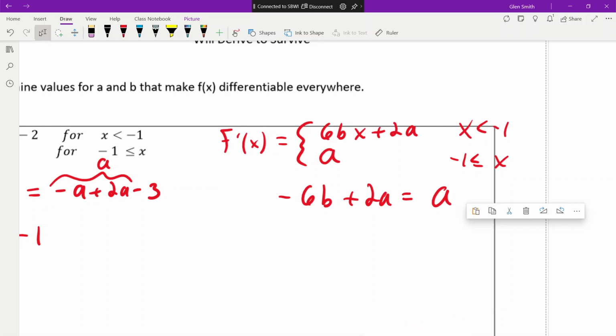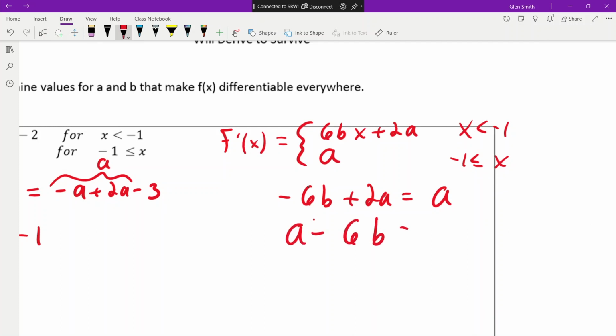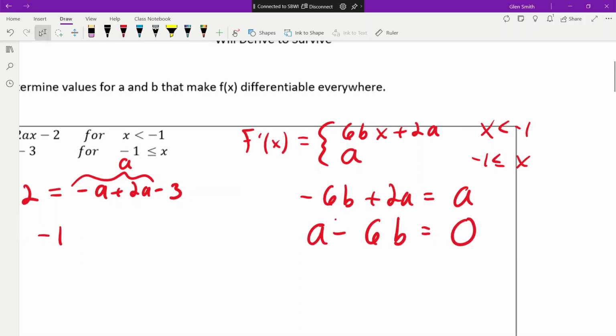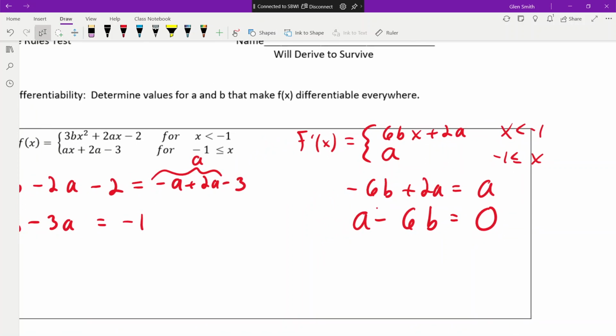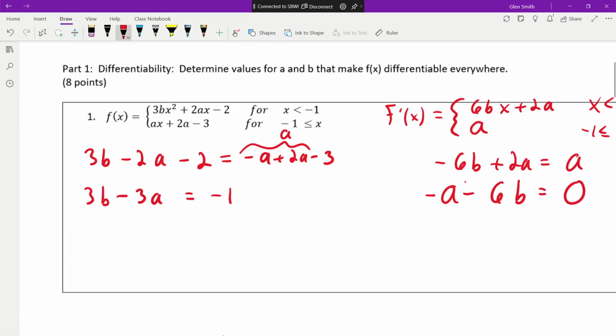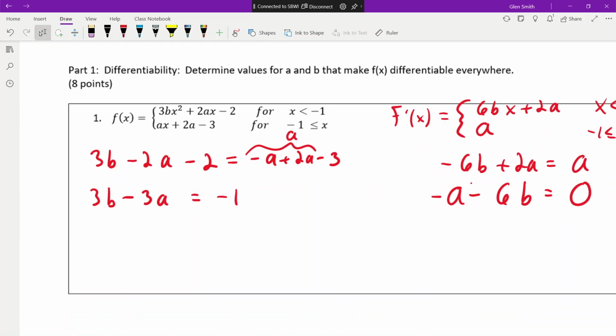So for elimination, we need to get our variables lined up. Everybody see what I just did there? That's -a, sorry, minus 6b equals 0. I'm just moving stuff around to get it so I can stack them up. I'm going to take that. I'm going to rewrite this one too. I don't know why I flipped this around, but I'm going to do -3a plus 3b equals -1. It doesn't matter how you have it arranged as long as the variables are stacked up together.